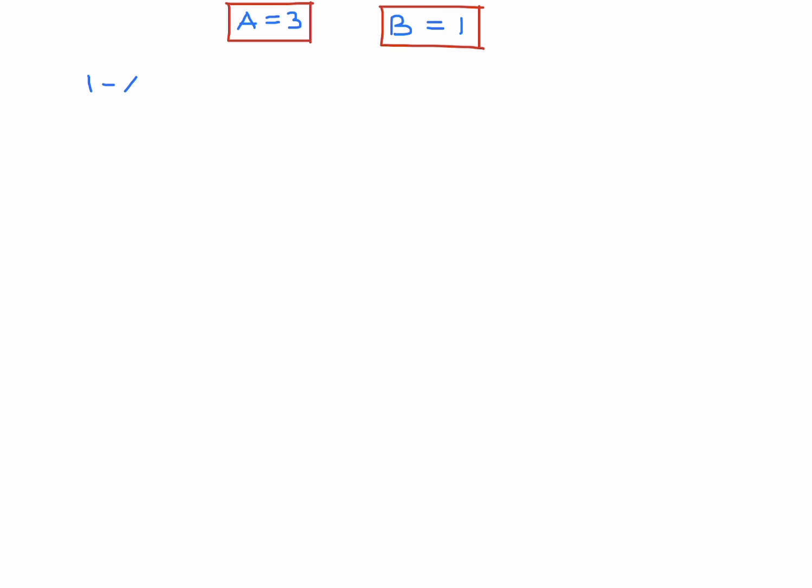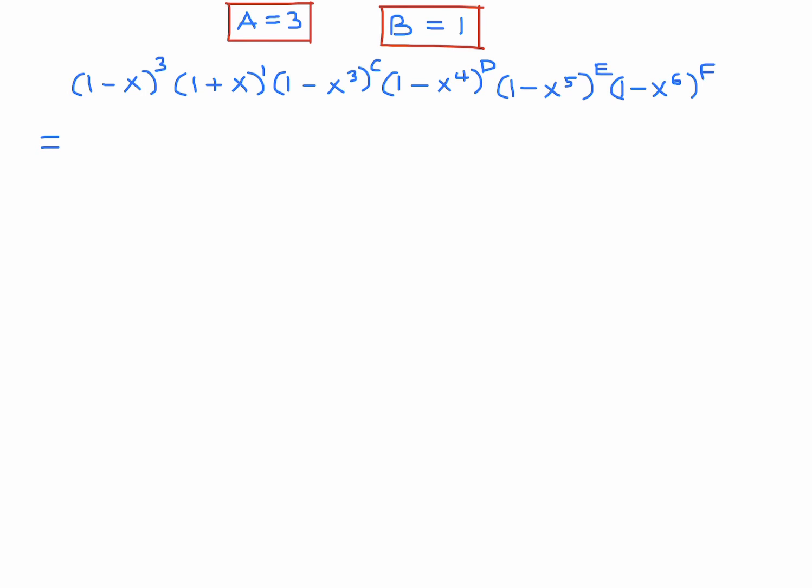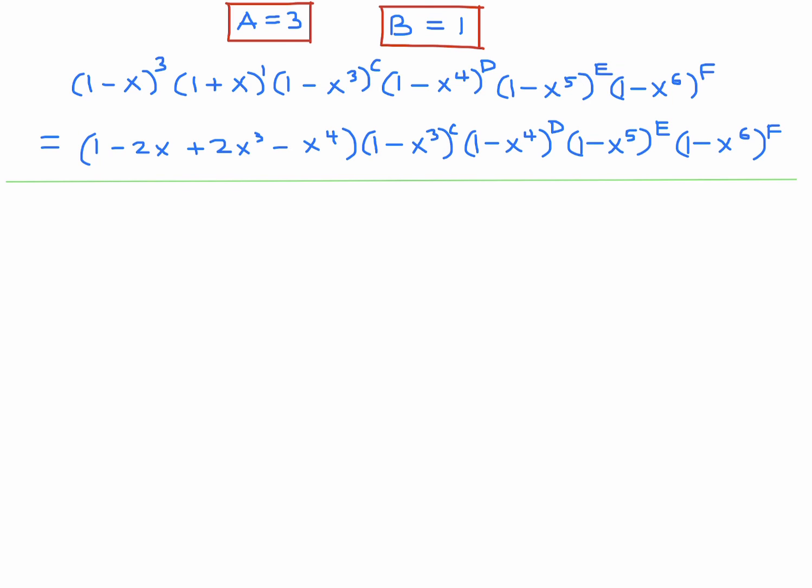So now that we know a is 3 and b is 1, our polynomial now becomes 1 minus x cubed, 1 plus x to the power of 1. And then all the other ones we still don't know because we have not figured out those letters yet. But we can expand this out since we know these. And when you do, you get the following. 1 minus 2x plus 2x cubed minus x to the power of 4, and the rest remains the same.